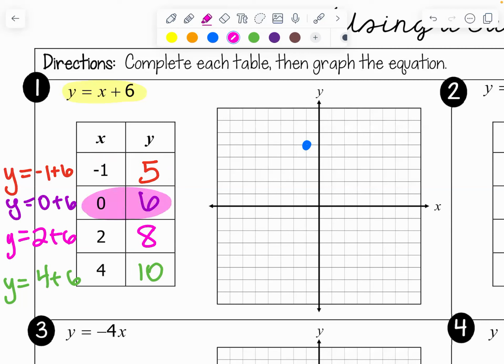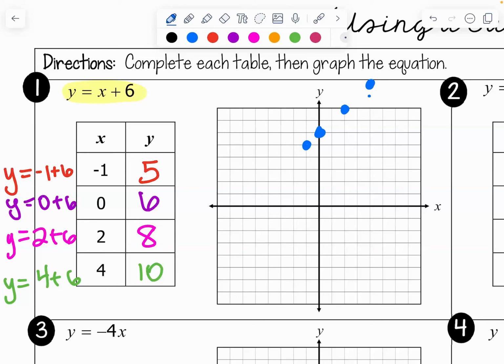What about 0, 6? How do we plot that coordinate? Okay, we don't go left or right any. We go left or right 0, and we go up 6. This right here means we have the coordinate 2, 8. And then what's our last coordinate? 4, 10. Now, unfortunately, we don't have a grid that goes to 10. That's okay. We'll just kind of estimate where it needs to be.